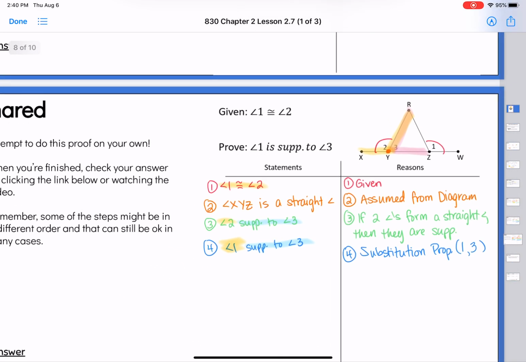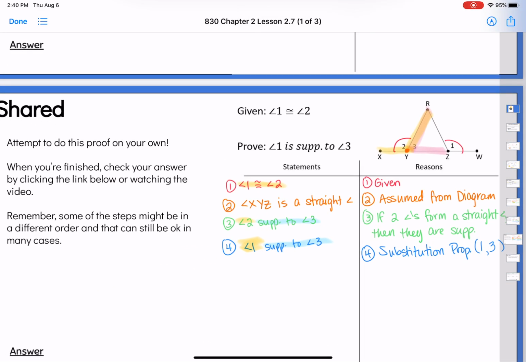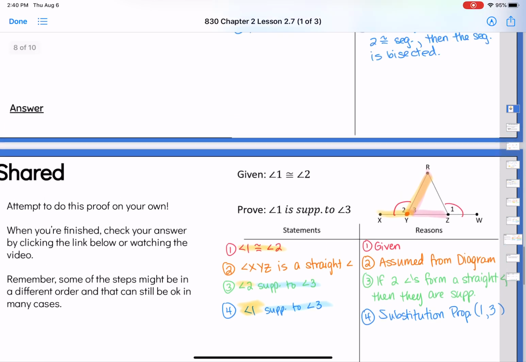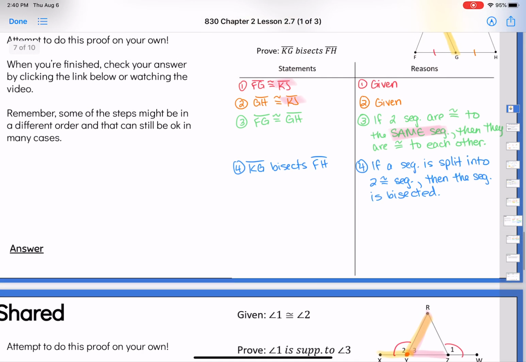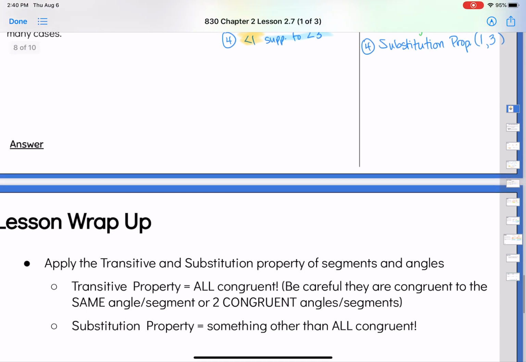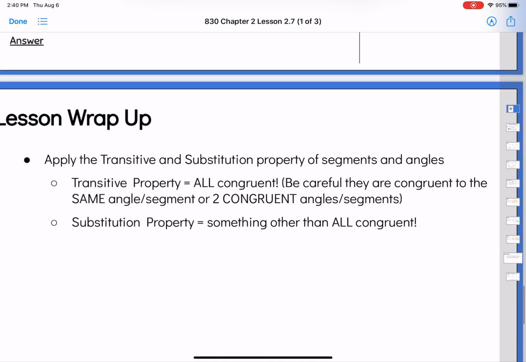All right, I hope that those last couple of proofs really cleared up when it is transitive and when it is substitution. Honestly, that's the trickiest part of this lesson, and then really figuring out how to remember the wording for that transitive property. So hopefully that helped clear that up a little bit. But that's it for the lesson for today. So just remember, transitive property is all congruent, but be careful: are they congruent to the same angle or segment, or two congruent angles or segments? And then the substitution property: the step you're writing has to be something other than congruent. If you have words that are not the congruent symbol in that single step, then it has to be the substitution property.